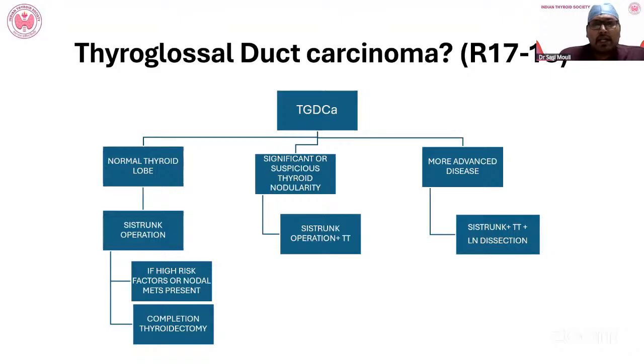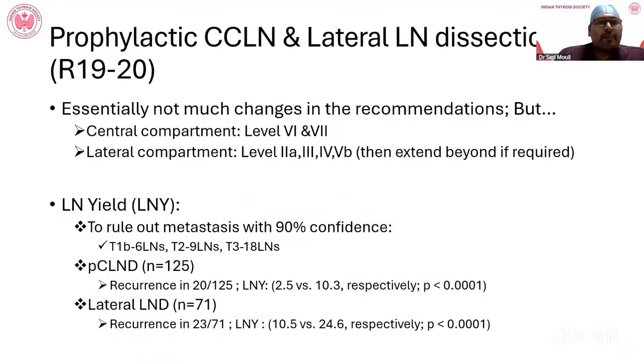Coming to thyroglossal duct carcinoma, more or less remains the same. If the thyroid is normal and the thyroglossal duct has a carcinoma, Sistrunk is the standard of care. And if there is any suspicious thyroid nodularity or significantly enlarged thyroid nodules, then Sistrunk with total thyroidectomy. And in case of any neck nodes, then further neck dissection.